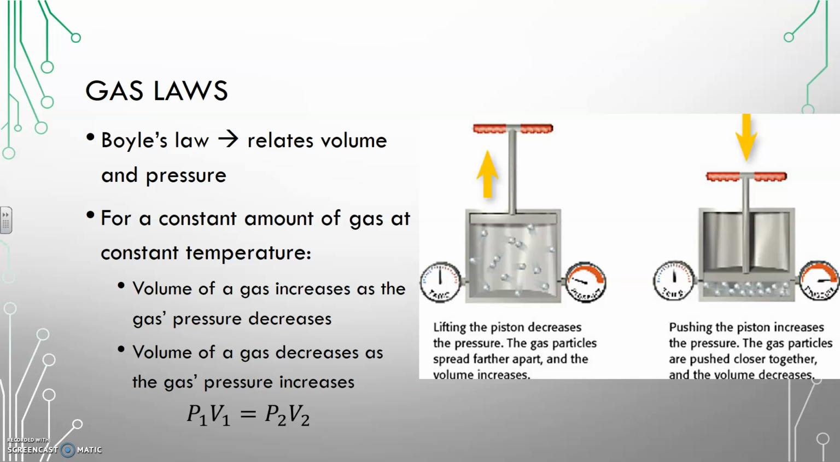So this is an example of that. You've got a decreased pressure in this first one because you've lifted the piston up. So the gas particles get to spread further and further apart, which increases the volume. Now in the second example, you increase the pressure by pushing down on the piston. That compresses the gas particles. They're pushed closer together, so the volume decreases.